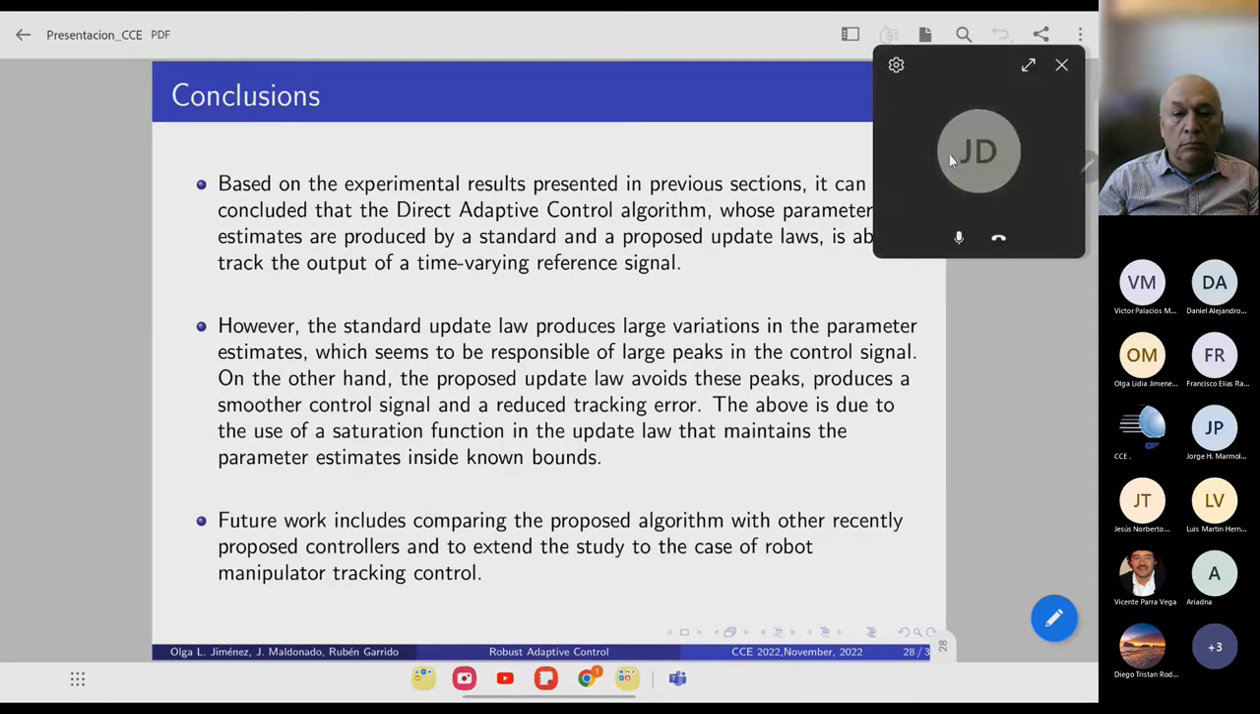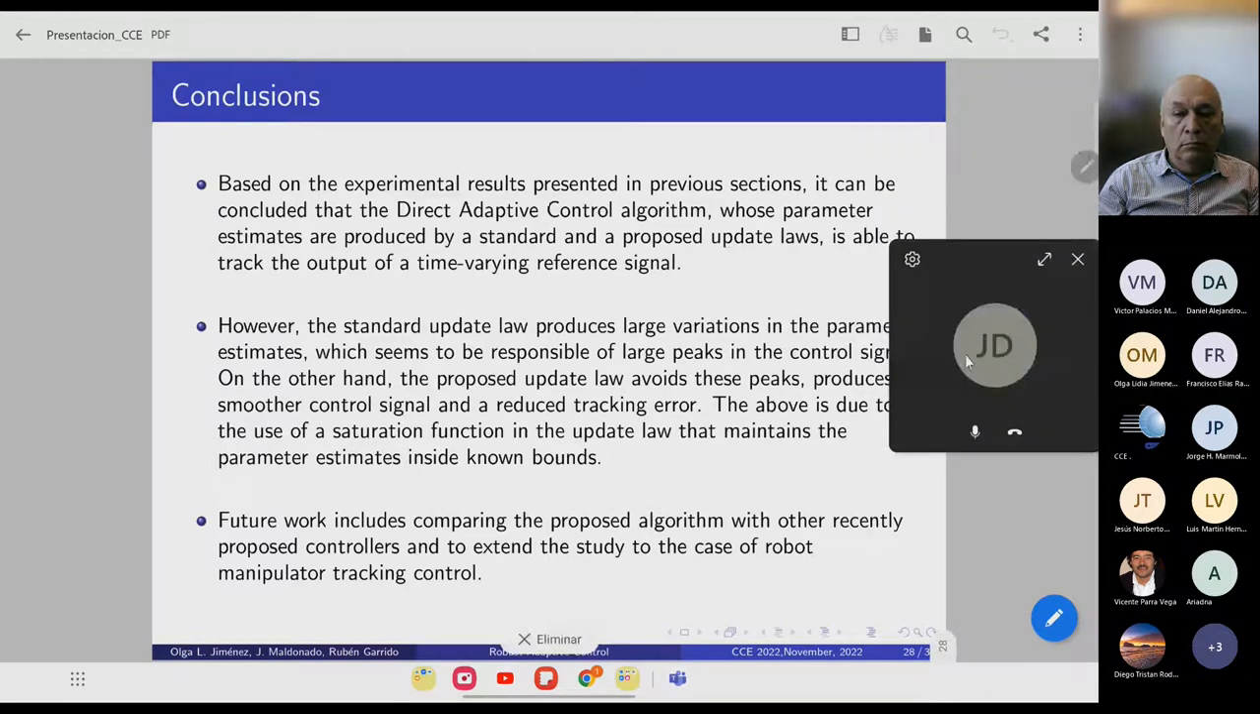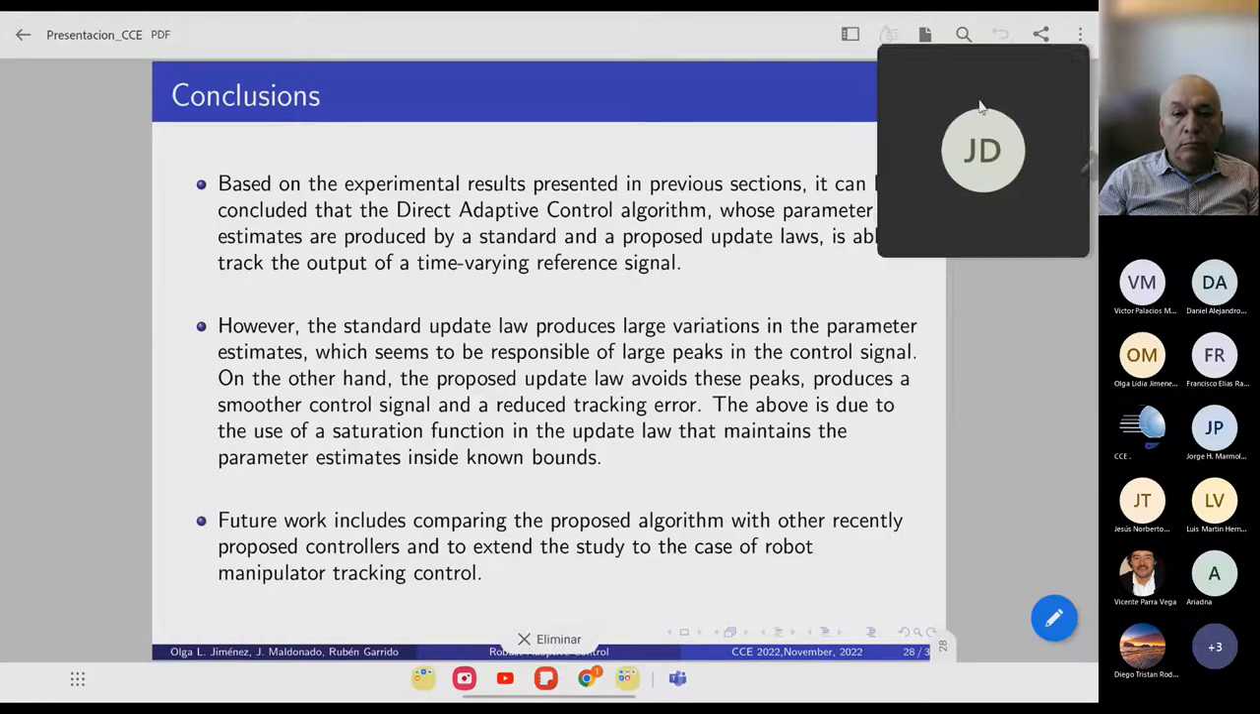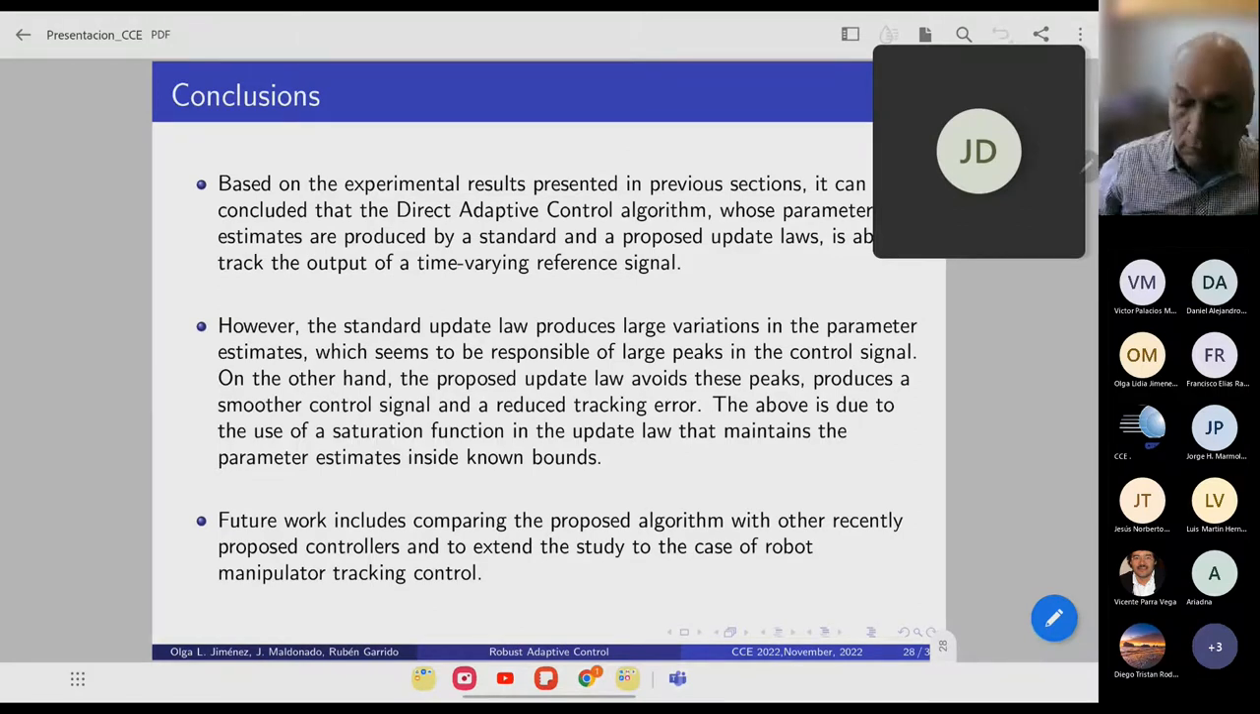In conclusion, based on the experiment results presented in the previous section, it can be concluded that the adaptive control algorithms whose parameter estimates are produced by the standard and proposed update law are able to track the output of the time-varying reference signal. However, the standard update law produces large variation in the parameter estimates, as we can see. On the other hand, the proposed update law avoids these peaks, produces a smoother control signal and reduces tracking error. This is due to the use of the saturation function in the update law, which maintains the parameter estimates inside of known bounds.